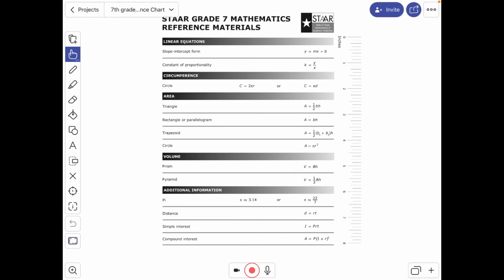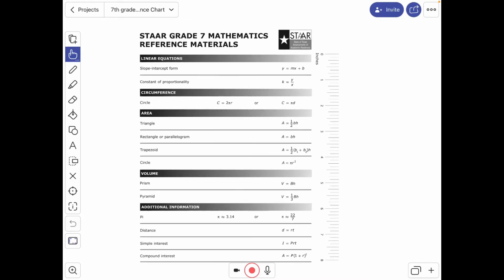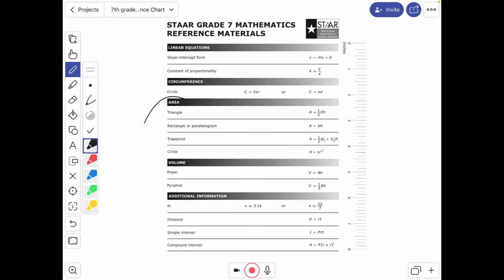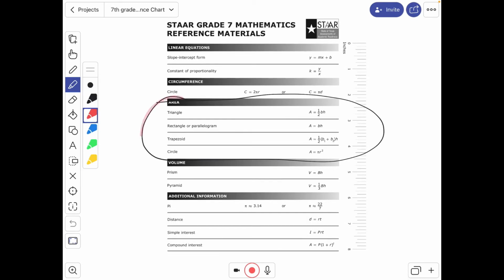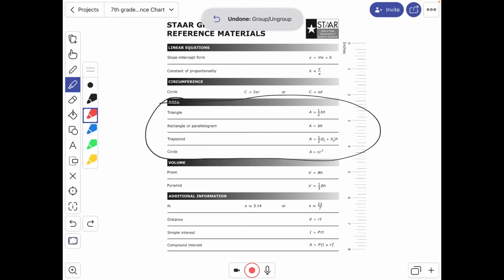Today we're just going to be talking about area of basic shapes. So you're going to need this 7th grade mathematics reference chart. And we're going to be looking at this area right here. So if it's a triangle, you use this formula. A rectangle or a square, you use that formula. And trapezoid and triangle and so on.